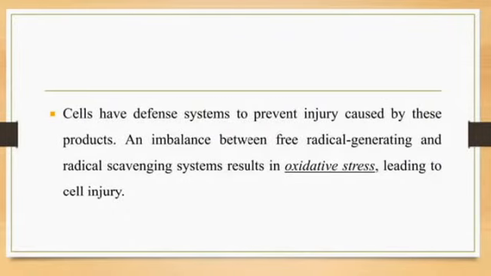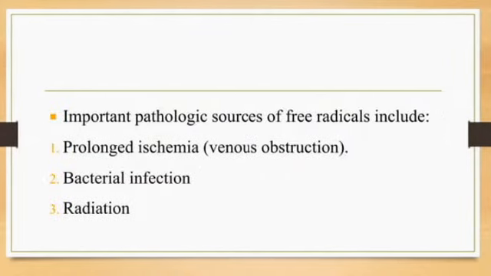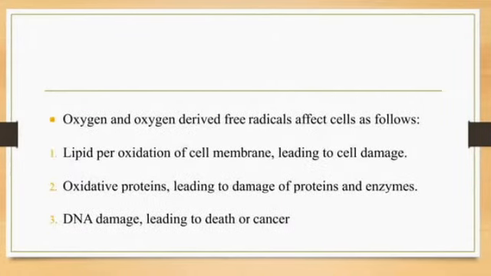Cells have a defense system to prevent the injury. An imbalance between the free radical generating and the radical scavenging systems results in oxidative stress, leading to cell injury. Important pathologic sources of free radicals include prolonged ischemia, which is venous obstruction. Second is bacterial infection and radiation.